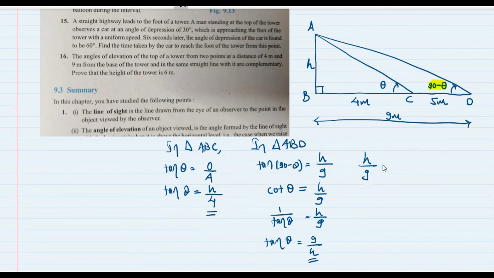So h by 9 is equal to 9 by h. Wait. h by 4 is equal to 9 by h. See, I missed h by 4 over here. So h squared is 4 nines, which are 36, and h is equal to root of 36, which is 6. We don't take minus 6 because height cannot be negative. So height of the tower is 6 meter. We have proved it.